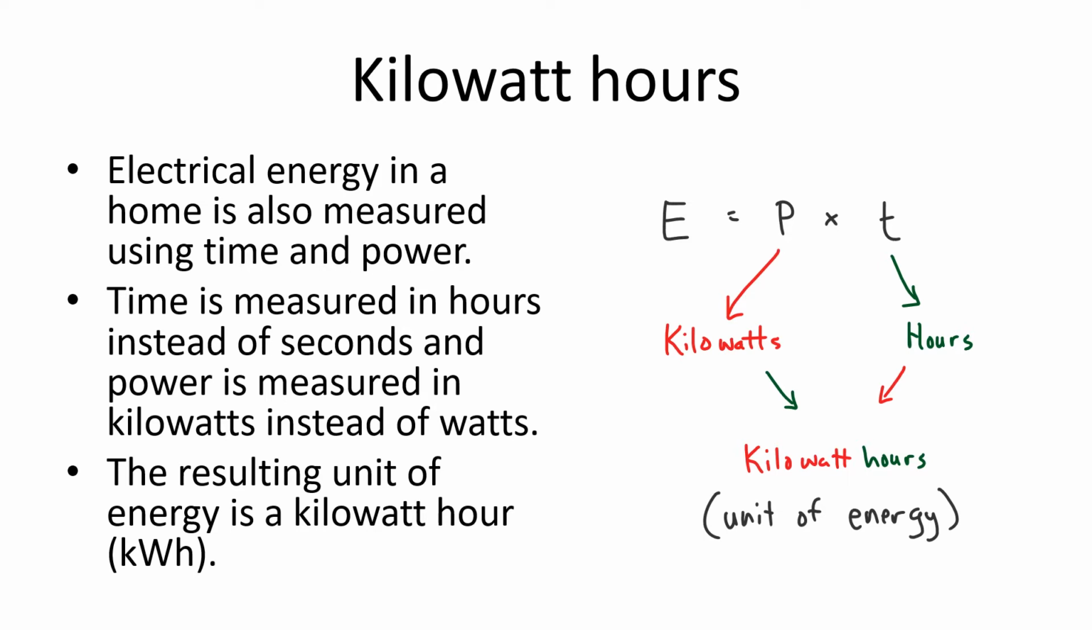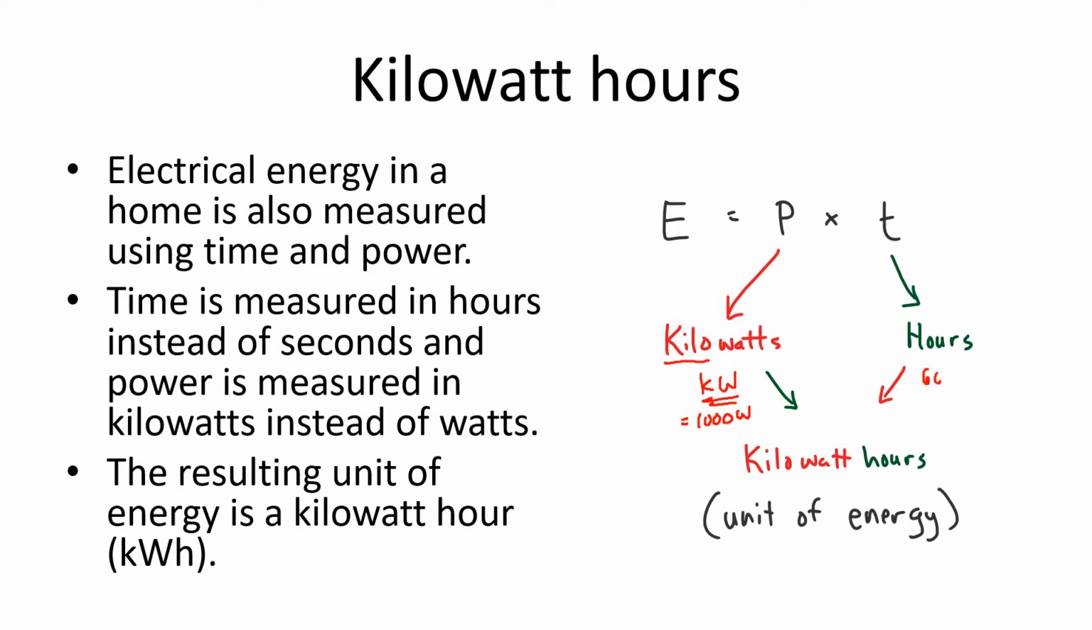Watts are a very small unit of power, and seconds are a very small unit of time. So when it comes to the energy usage in a home, where an awful lot more energy is being consumed, the units are scaled up so that we can measure larger quantities of energy. Instead of watts, we use kilowatts, and that means 1,000 watts. So a kilowatt equals 1,000 watts. And then hours, of course, that's a lot more seconds.